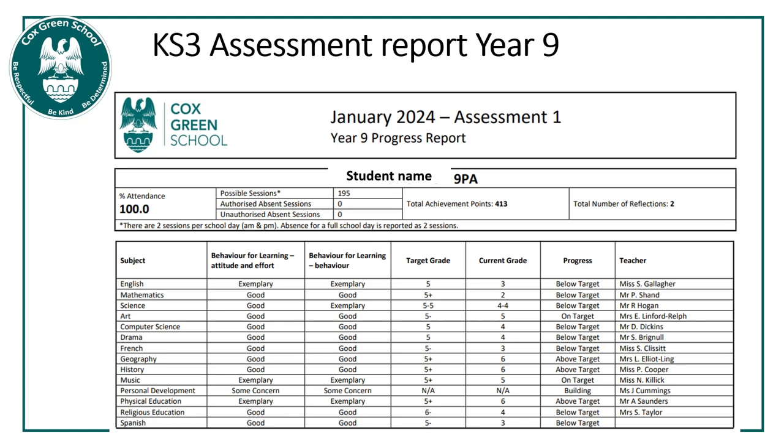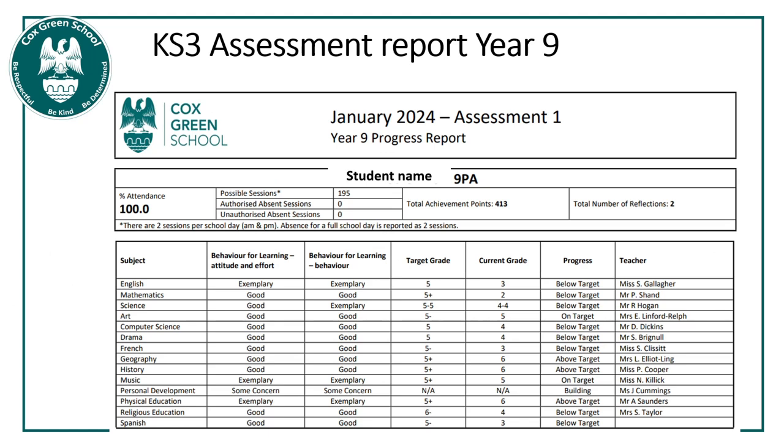It is based on the work that a student has done, either if it's the first report since the start of the year, or if it's a subsequent report, since the last assessment report. So it is an up-to-date grade on how that student is working or has worked since the last assessment report. The progress level is fairly straightforward.